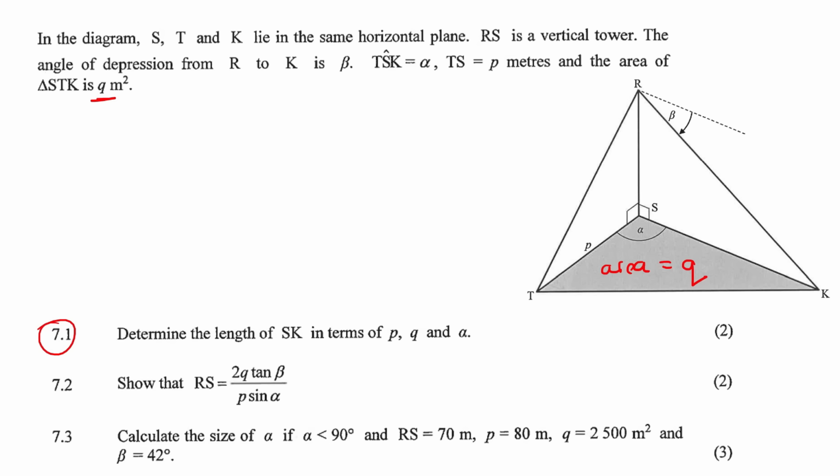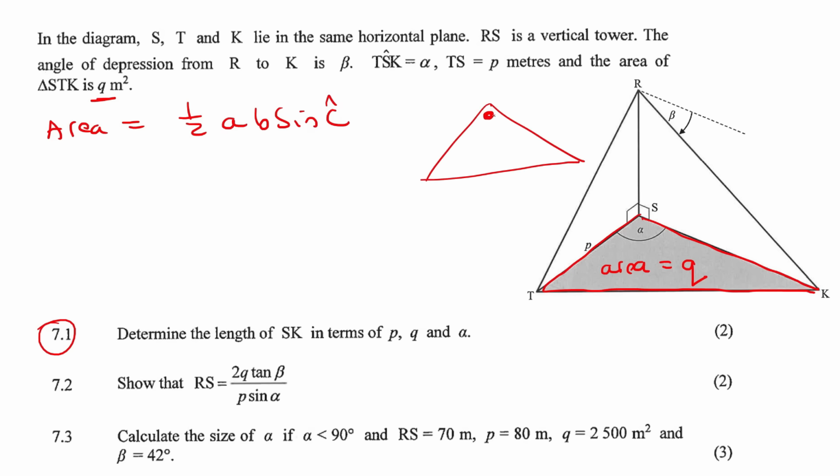SK. Well, we know that this is not necessarily a 90-degree triangle. So to find the area of a triangle that is not 90 degrees, we usually use half a b sin C. But the way that formula works is you need an angle, and then you need the 2 sides next to that angle. So we know the area is Q. I could use this angle, and then I have to use this side and this side. So that's going to be ST, and then SK, and then sin of that angle, which is alpha.